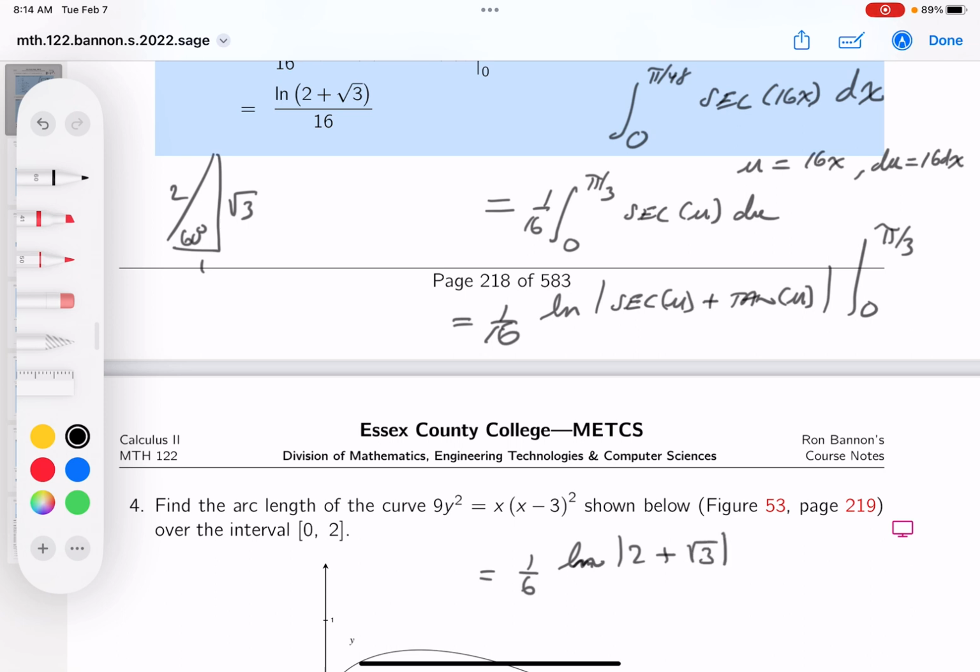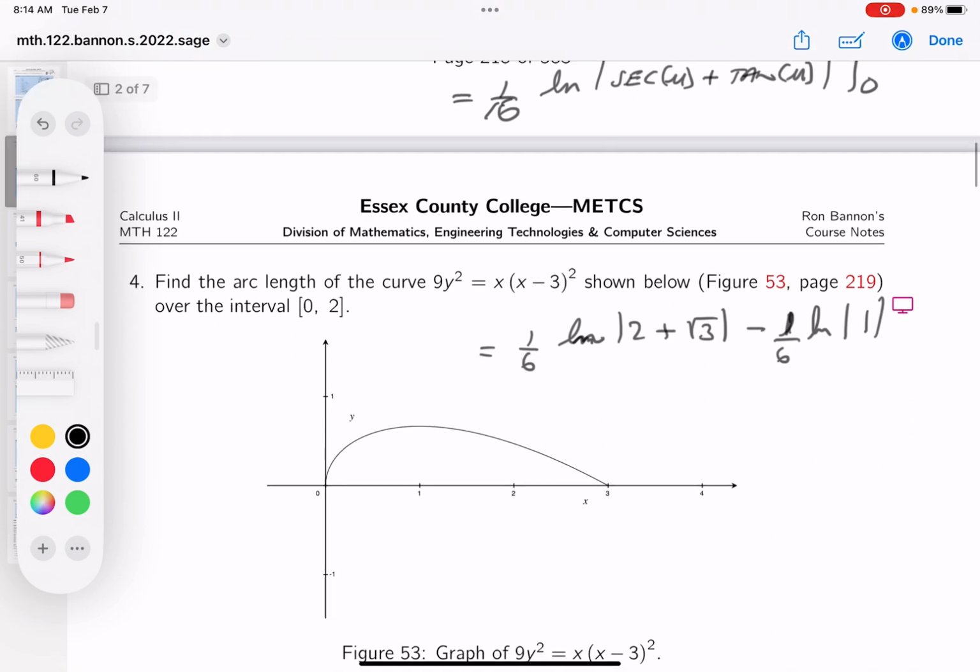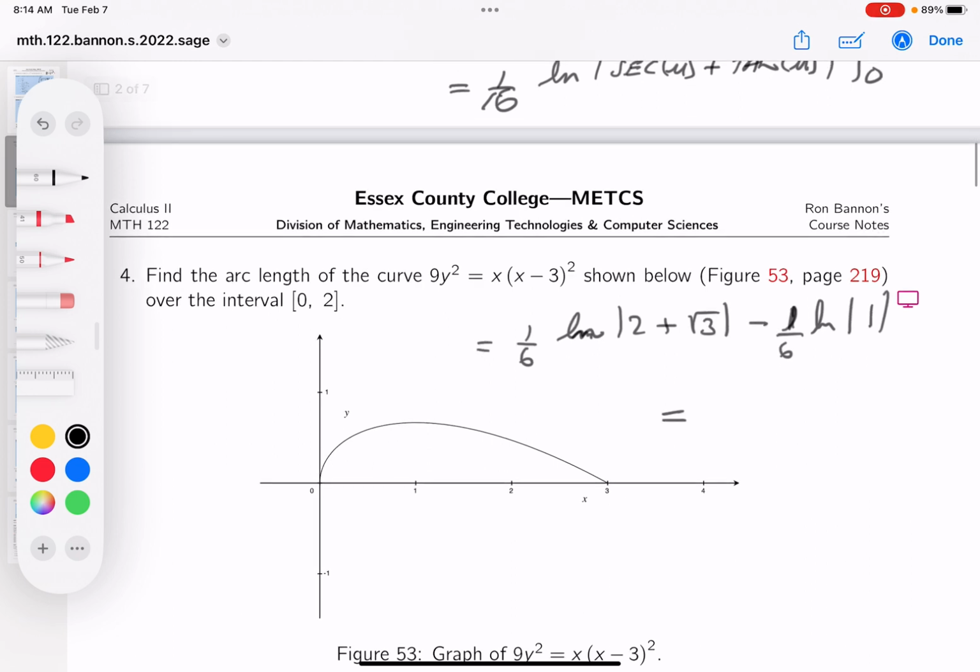That's not so bad. And now it's minus 1/16 times the natural log, absolute value, of the secant of 0, which is 1, plus the tan of 0, which is 0. What's nice about that, it evaluates to 0. The natural log of 1 is 0. And I'm going to simplify this now. What are you going to get? 16 on the bottom, and this is natural log of 2 plus root 3. You can actually remove the absolute value symbol because 2 plus root 3 is a positive number.